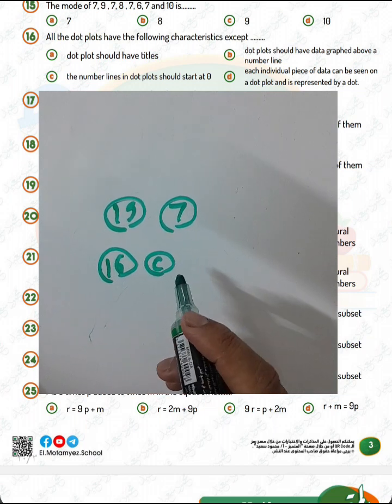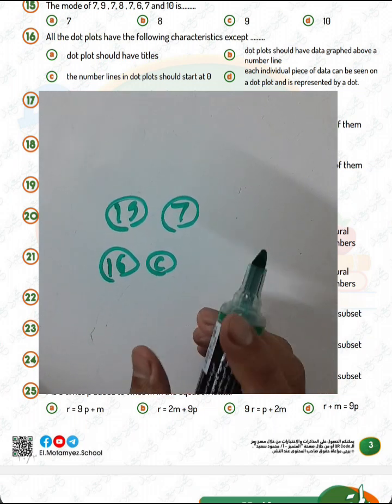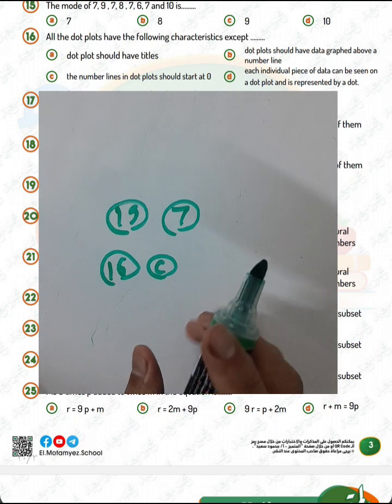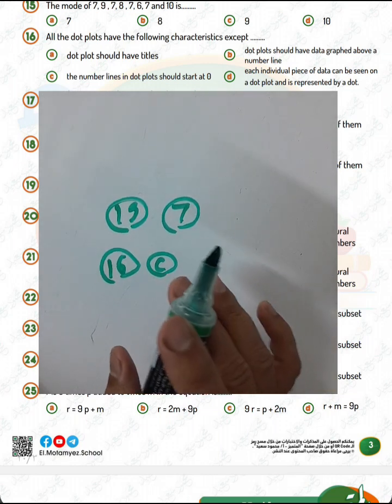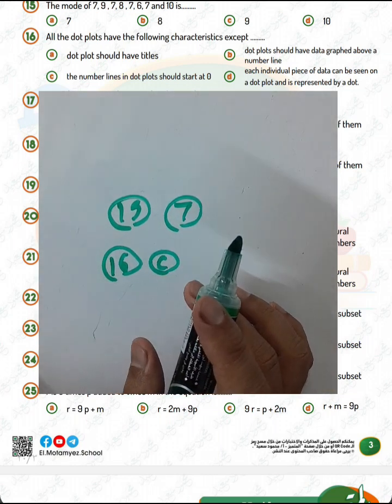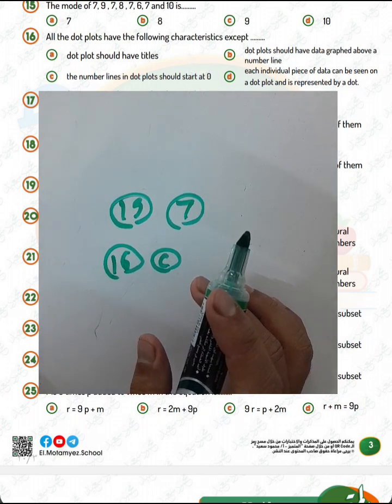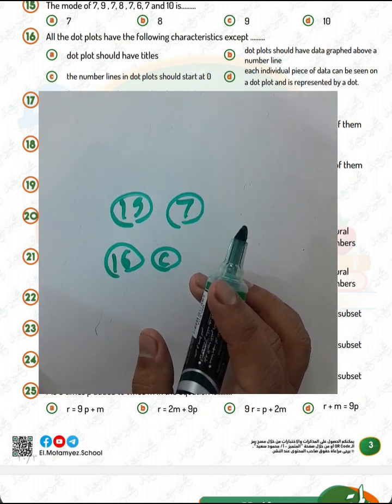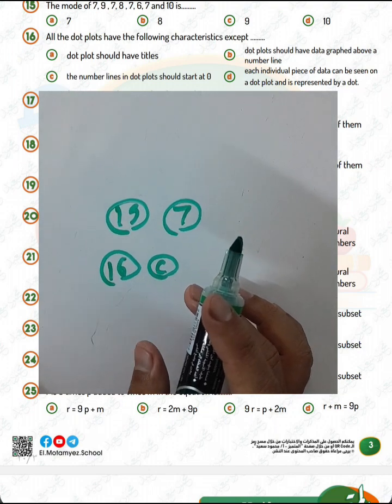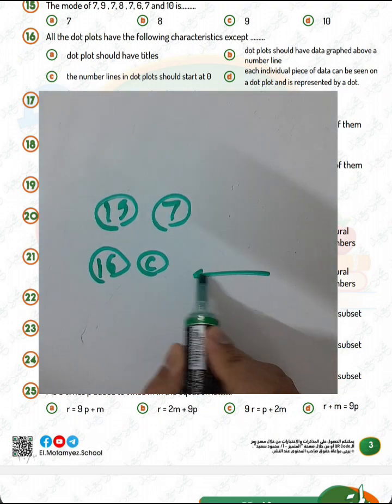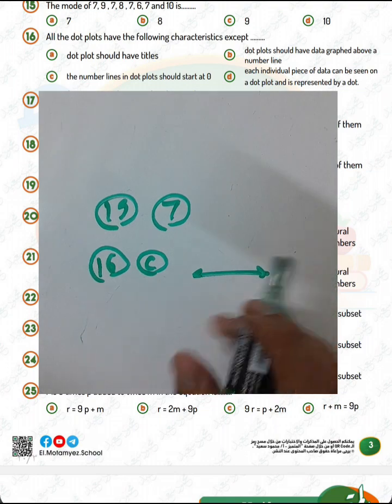We can start at any number, such as 20, 21, 1, 2, 3, as you like. So the number line in a dot plot should start at 0? No, it's false. You must choose letter C. It talks about dot plots, because we have a straight line, which can begin at any number since we have infinitely many numbers.